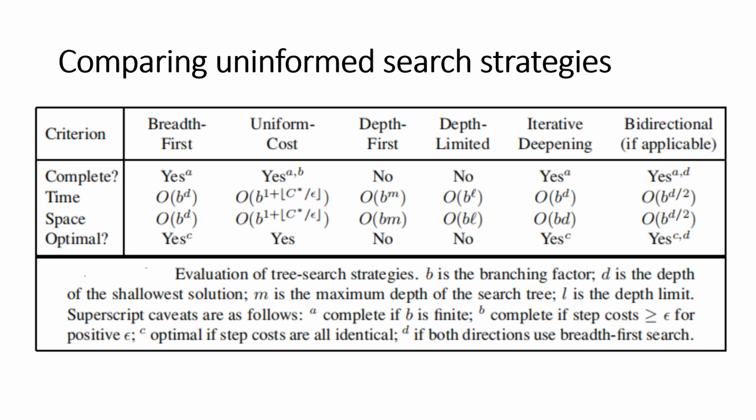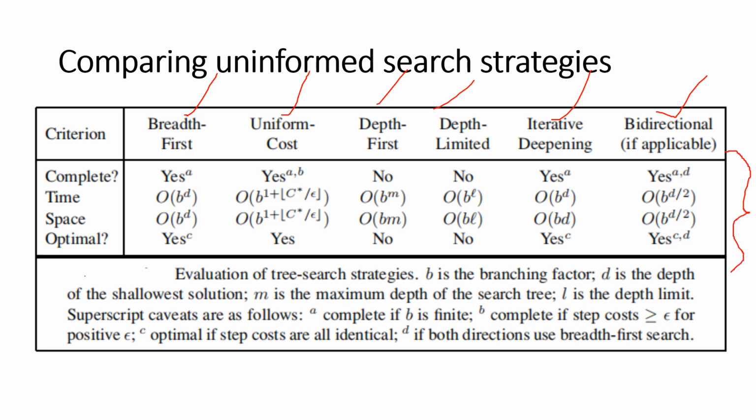Then we will see the comparison of uninformed search strategies. Here we have already discussed all these algorithms. You can see in the first row: breadth first search, uniform cost search, depth first search, depth limited search, iterative deepening search, and bidirectional search. We discussed all of these and all their properties. We will just compare them.